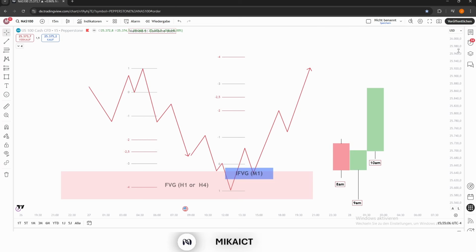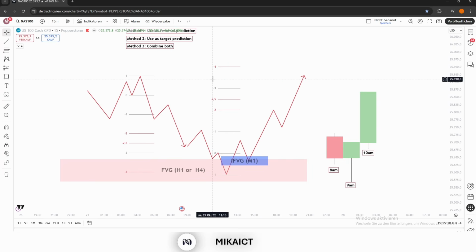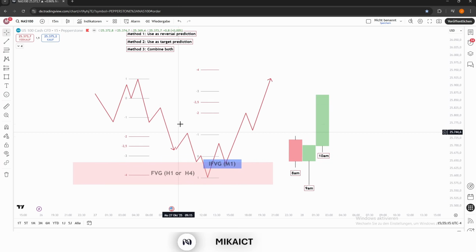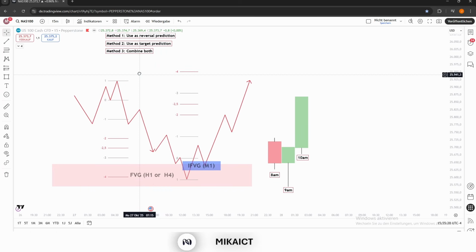You need to combine this, and that's what I want to show you guys today in the video. I started to draw out this example here. What I always want to see is, and I use both: method 1, use it as a reversal prediction; method 2, use it as a target; and method 3, combine both, and that's what I do.